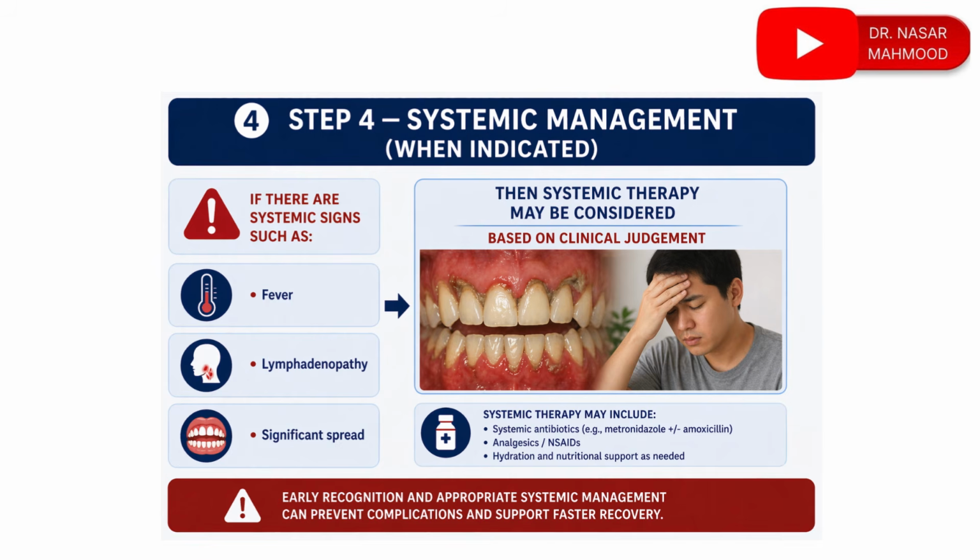Now, step 4. The systemic management, where indicated. It is where there are systemic signs such as fever, lymphadenopathy, and significant spread. Systemic therapy may be considered based on clinical judgment.